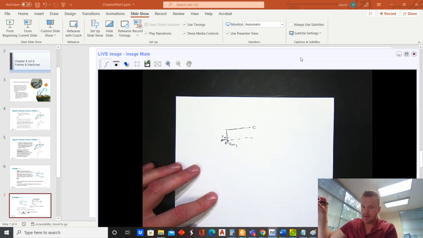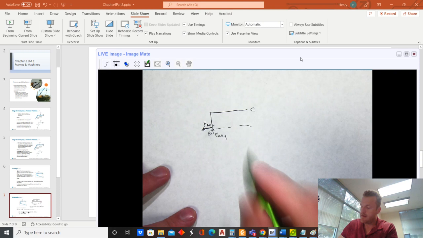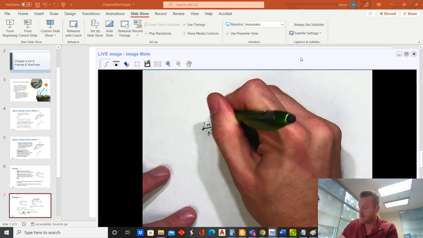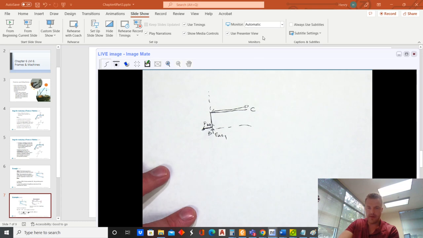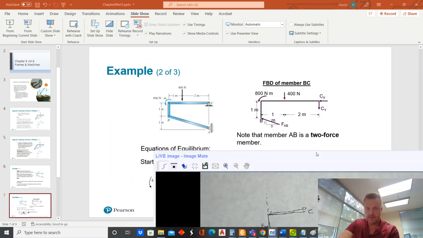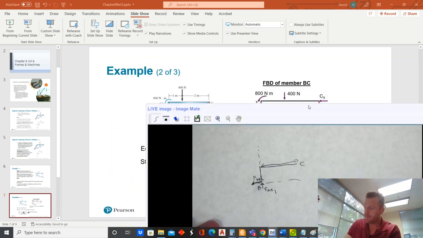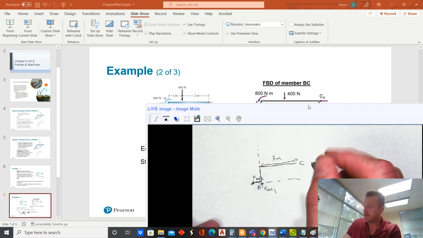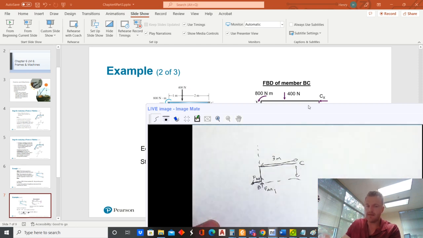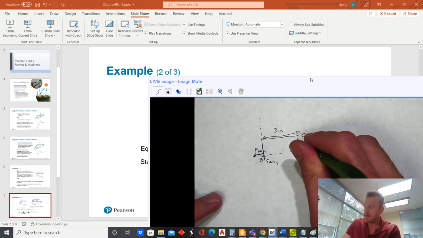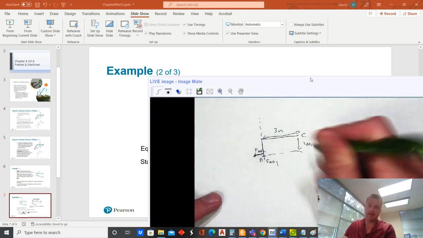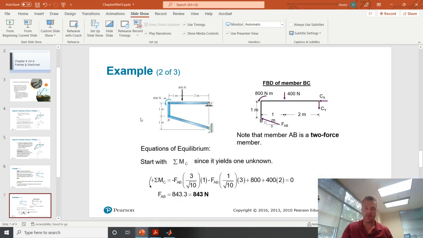The only thing that's going to be different are your perpendicular distances. For the Y component, notice that your perpendicular distance is just going to be the horizontal length here, which we were given as 3 meters, right? Versus for the X component, your perpendicular distance is just the vertical displacement from C, which is 1 meter. So that's why these values are coming out as they are in their equation.